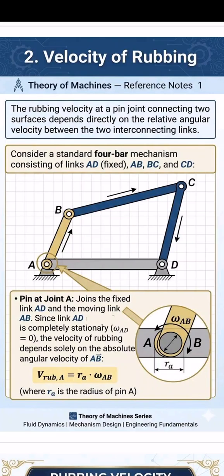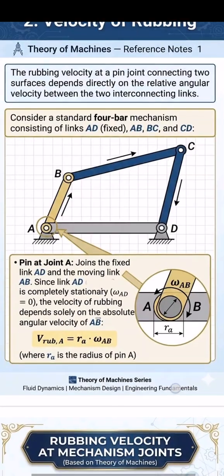Pin at joint A. The joint connects the fixed link AD and the moving link AB. Since the link AD is completely stationary, omega AD is equal to 0. The rubbing velocity depends solely on the absolute angular velocity of AB. Rubbing velocity at A is equal to r A omega AB, where r A is the radius of pin A.